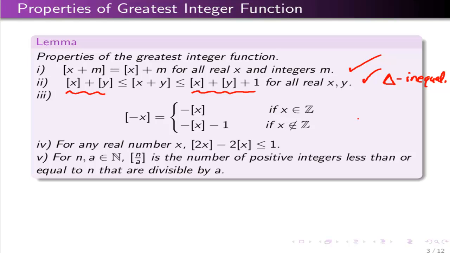Property 3, we've seen that before. Property 4, this will be a homework problem. Bracket 2x minus 2 bracket x is less than or equal to 1. And then property 5, if n and a are natural numbers and we look at n divided by a, then bracket of n over a is just the number of positive integers less than or equal to n that are divisible by a. So we just want to look at properties 2 and 5 right now.